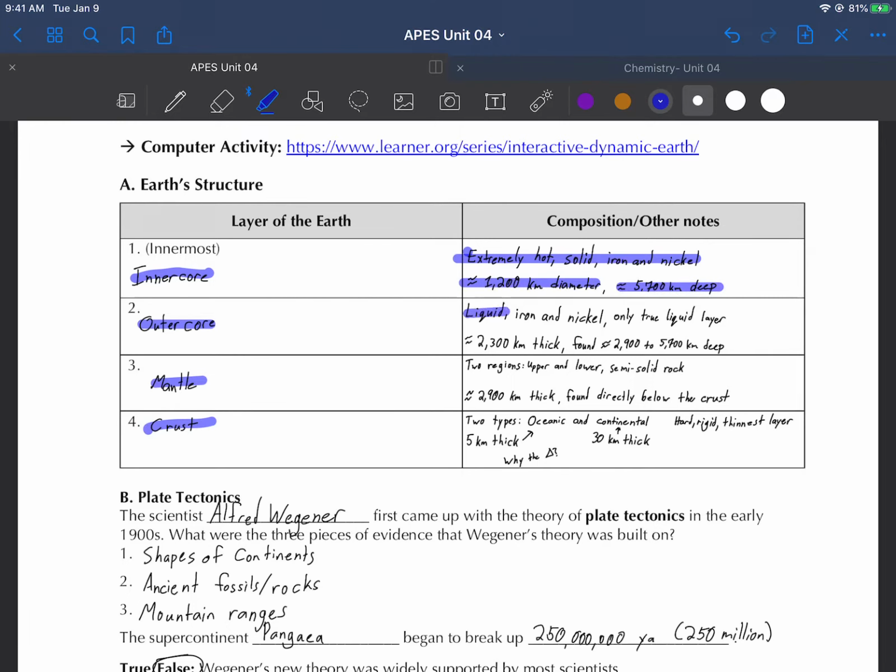The outer core is liquid. It's also made of iron and nickel. It's the only true liquid layer. It's about 2,300 kilometers thick, and it's found from 2,900 to about 5,700 kilometers deep.